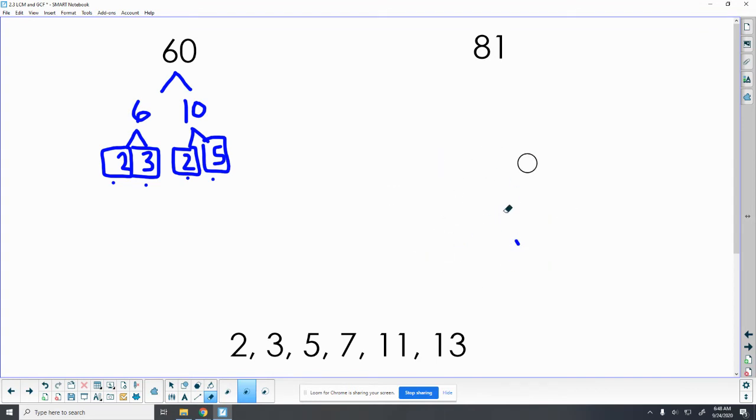Okay, so let me get this out of the way here, and let's try this number 81. Go ahead and think of two numbers you can multiply together that equal 81. I thought of 9 times 9. 9 is not a prime number. There's more factors I can break it down to.